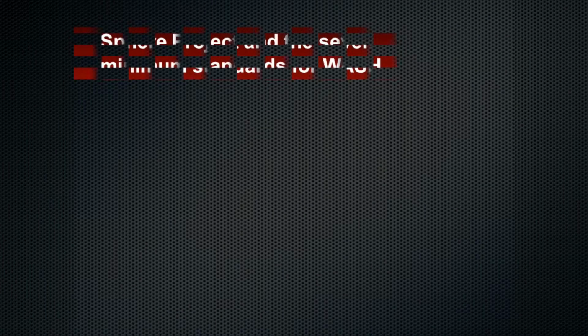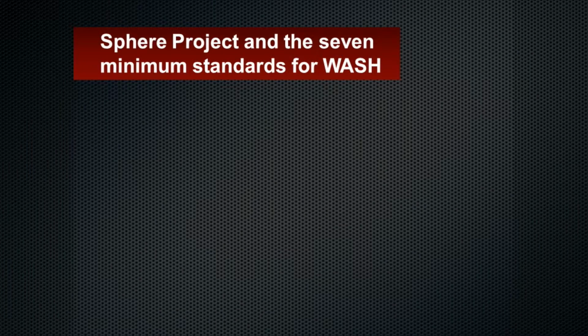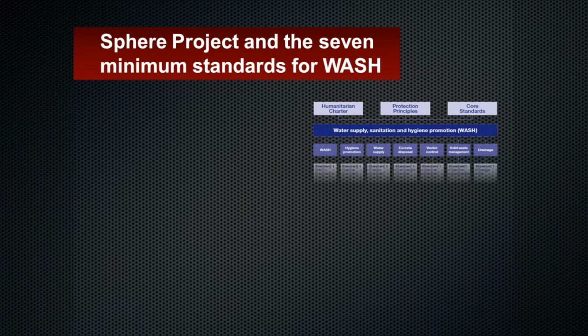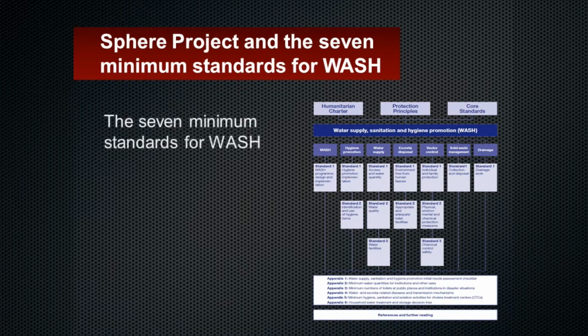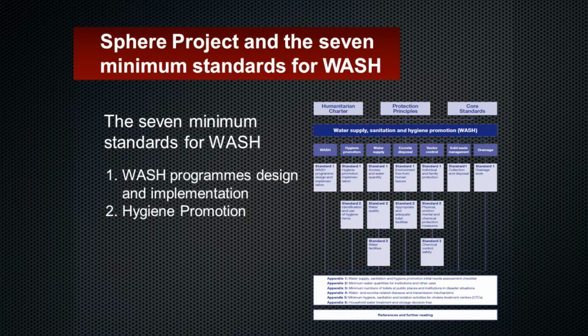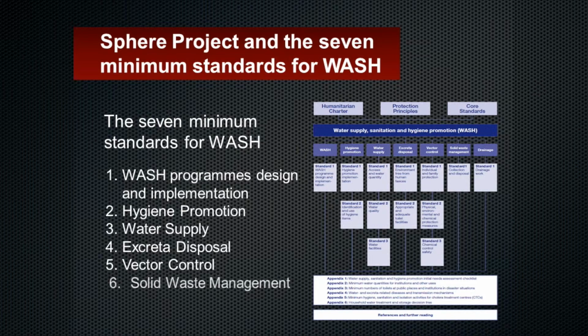In the Sphere video, we have seen the WASH Standard 1, but the Sphere project contains a total of 7 minimum standards for WASH. 1. WASH programs design and implementation. 2. Hygiene promotion. 3. Water supply. 4. Excreta disposal. 5. Vector control. 6. Solid waste management. 7. Drainage.